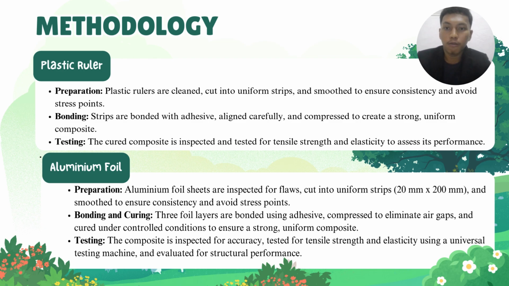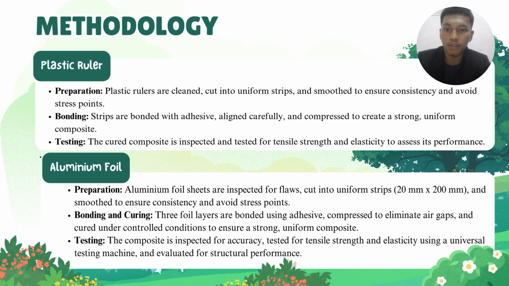For our project, we use three materials: plastic ruler, aluminium foil, and A4 paper. For the plastic ruler, it is cleaned and cut into uniform, straight and smooth strips to ensure consistency and avoid stress points. Second, the strips are bonded with adhesive, aligned carefully and compressed to create a strong, uniform composite. Lastly, the composite is inspected and tested for tensile strength and elasticity to assess its performance.